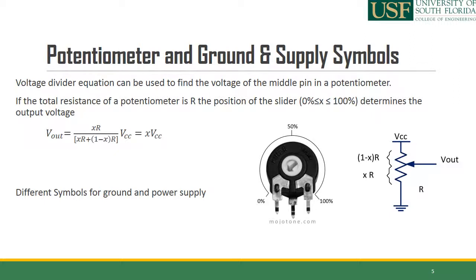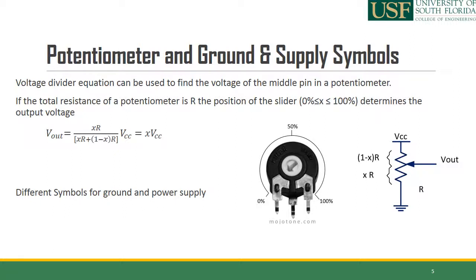Using the voltage divider equation that we had, we can see that the output voltage in such a situation would be equal to XR over XR plus 1 minus X times R, times VCC, which after simplification is X times VCC. Practically it means that Vout can be from 0 volts when X is 0% to VCC when X is 100%.